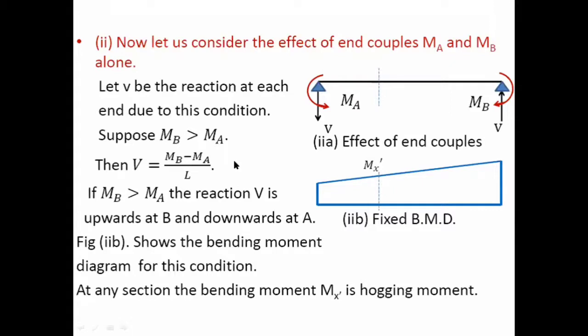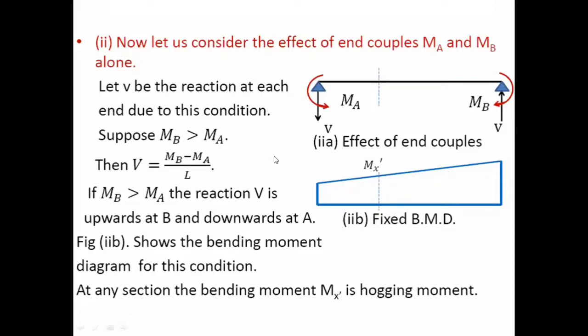So we are assuming that MB is greater than MA, and in that case the vertical reaction on A will be downward and the vertical reaction on B will be upward. Accordingly, we have drawn the bending moment diagram because of fixed end moments. Now once these two diagrams are drawn, one bending moment diagram is because of simply supported ends.